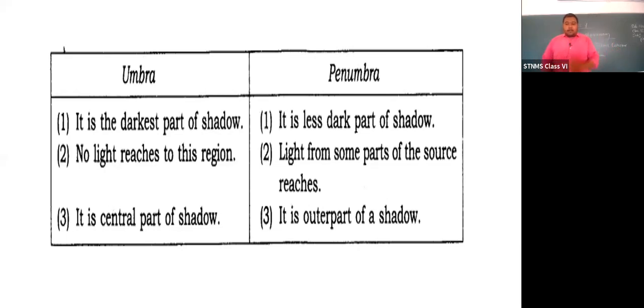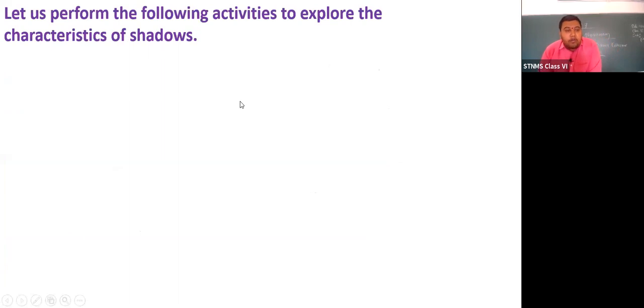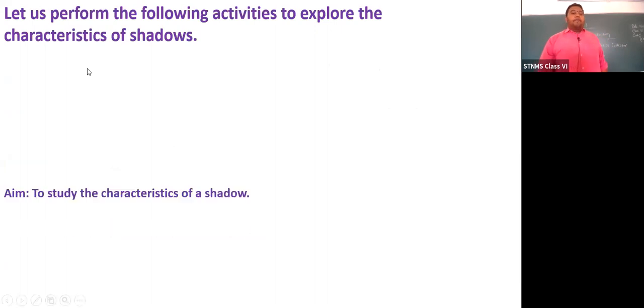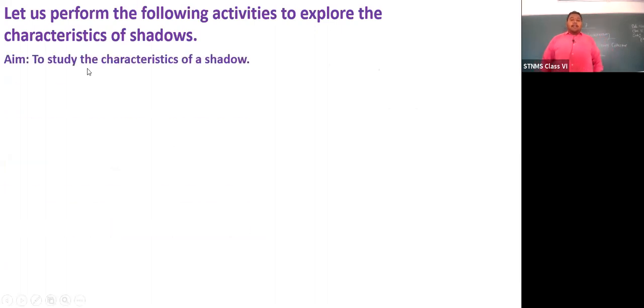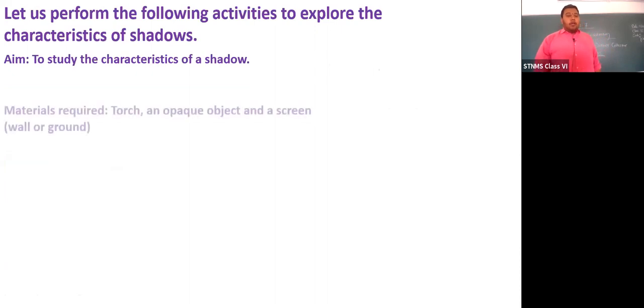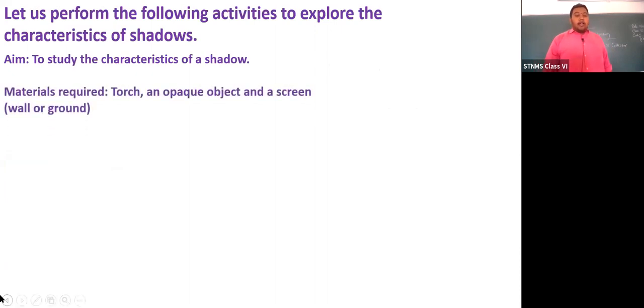That shadow. That's why. Okay. Now, one activity is there to understand or to explore the characteristics of shadow. Listen carefully. To study the characteristics of shadow, things we require: a torch, an opaque object, you take whatever opaque objects you want, and a screen or a ground.